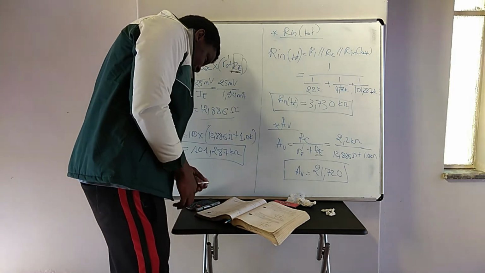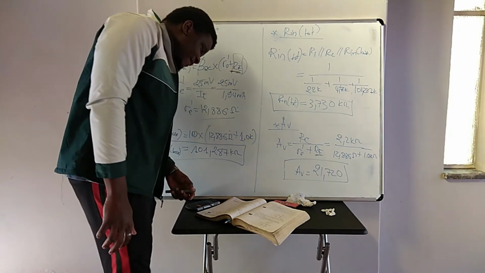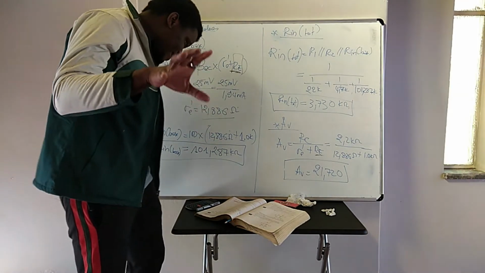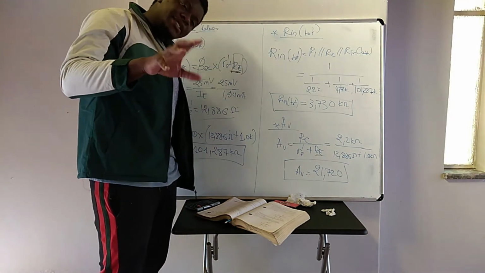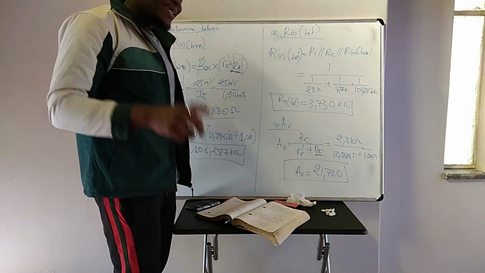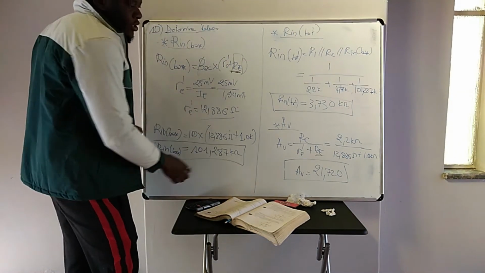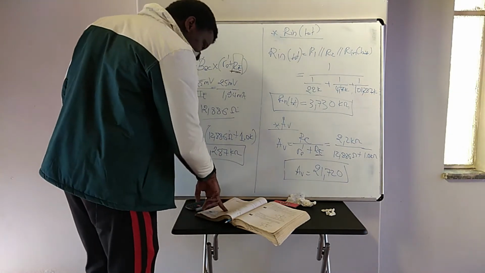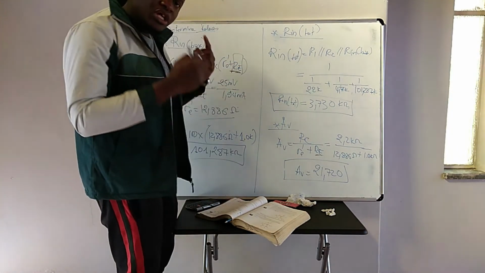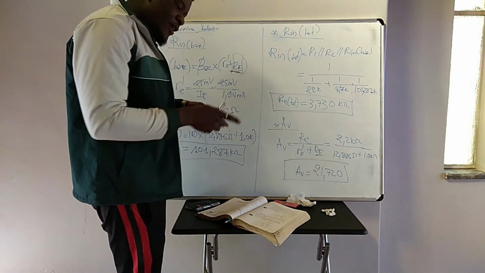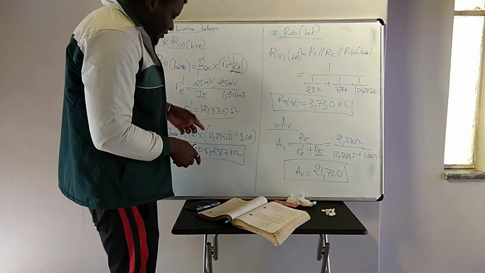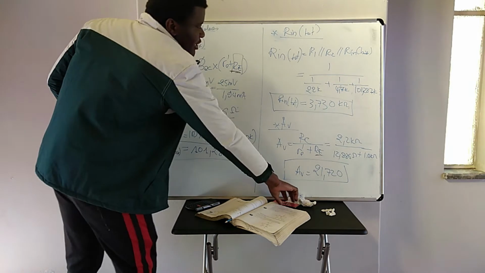Now let's go to question number 11. In question number 11, they say they now put a bypass capacitor across RE. In this question they want to see the effect of the bypass capacitor.